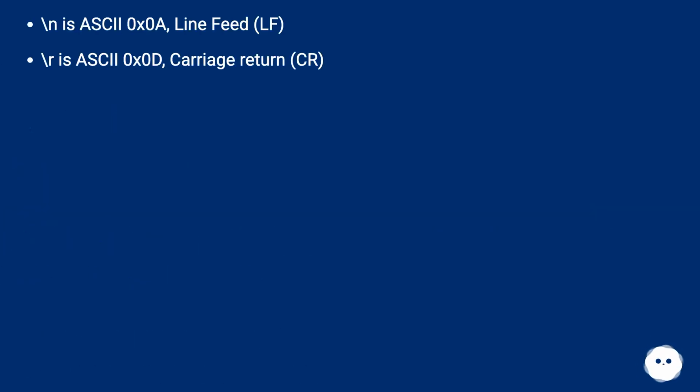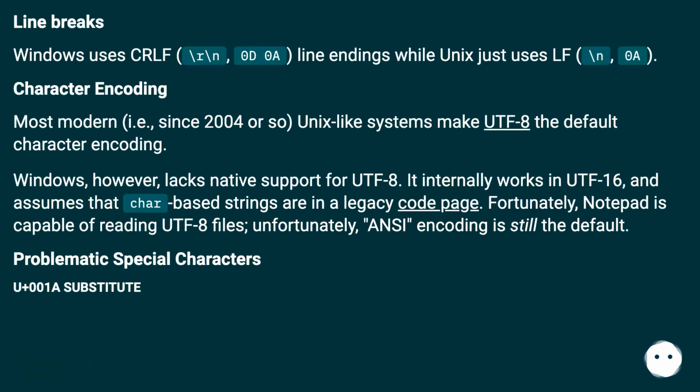\n is ASCII 0x0a, line feed, LF. \r is ASCII 0x0d, carriage return, CR. Line breaks: Windows uses CRLF, \r\n, 0d0a line endings, while Unix just uses LF, \n, 0a.